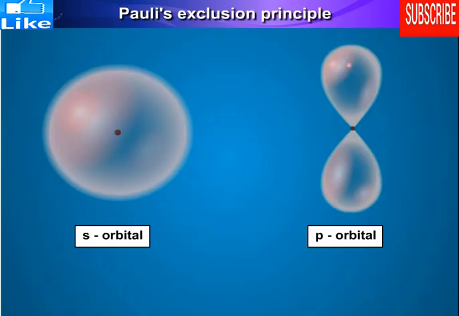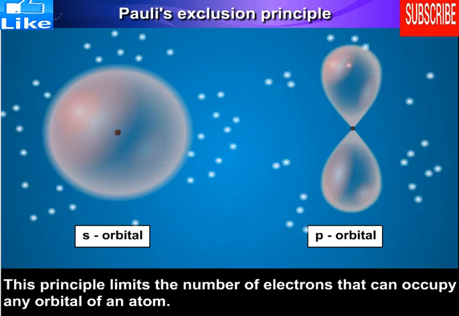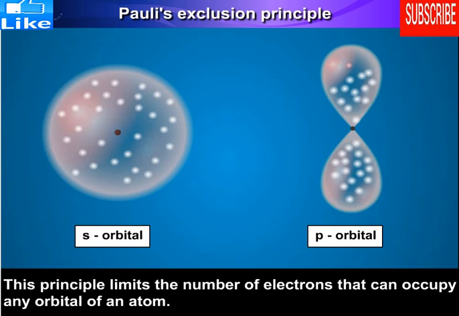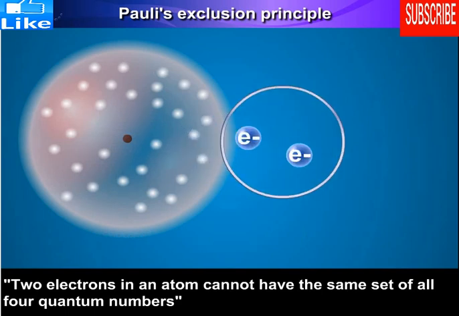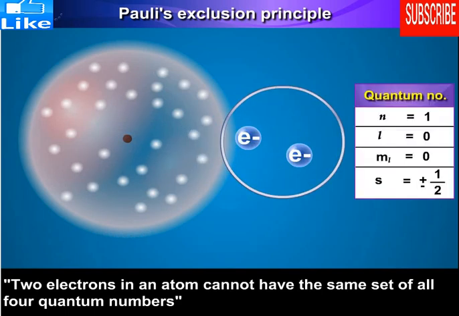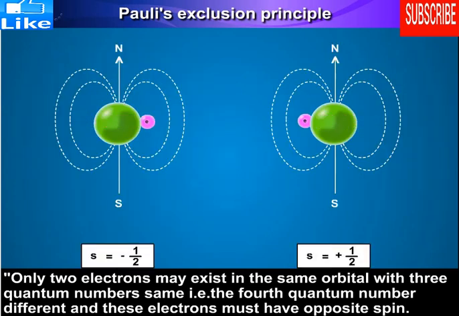Pauli's exclusion principle. This principle limits the number of electrons that can occupy any orbital of an atom. Statement: two electrons in an atom cannot have the same set of all four quantum numbers. Or, only two electrons may exist in the same orbital, with three quantum numbers the same, that is, the fourth quantum number different, and these electrons must have opposite spin.